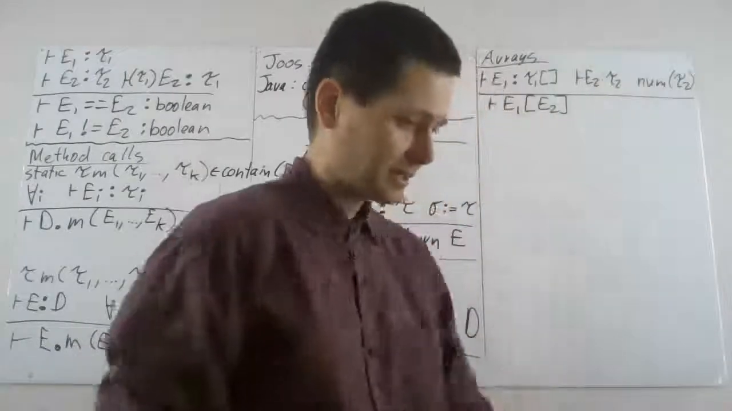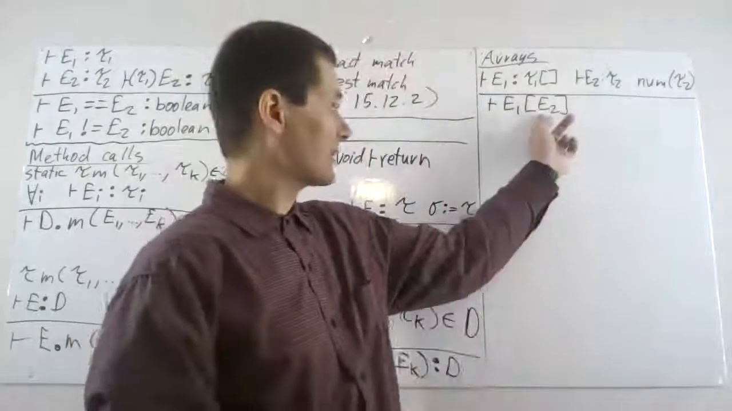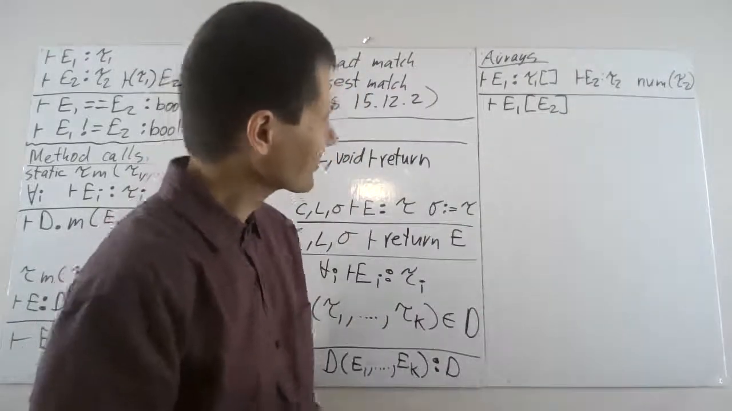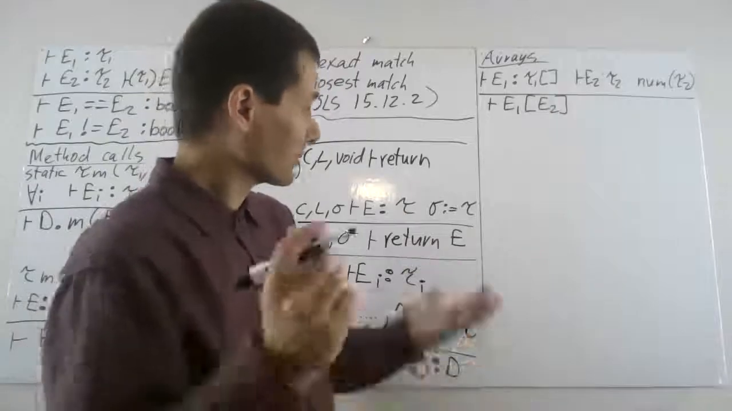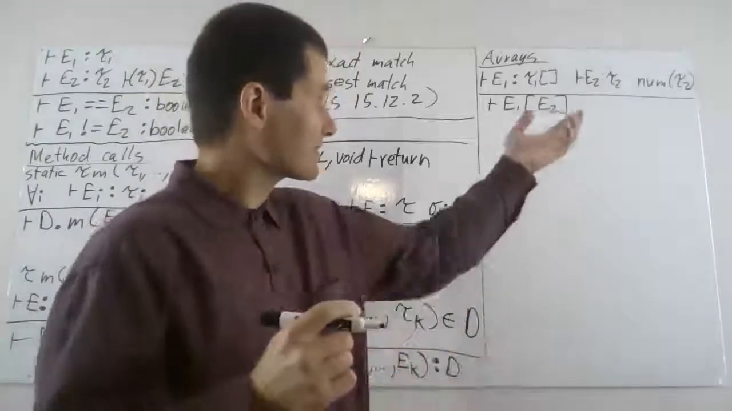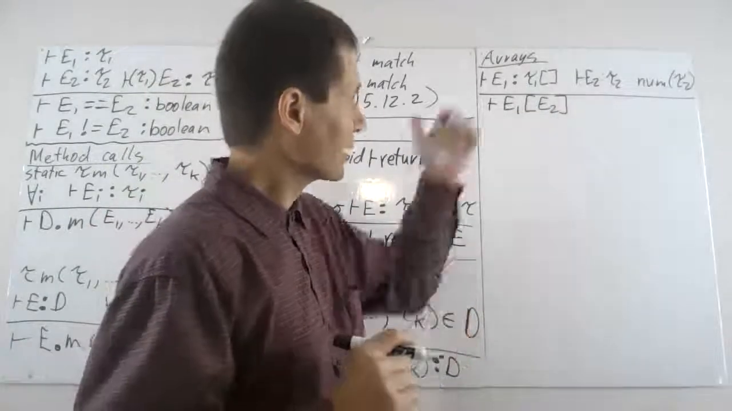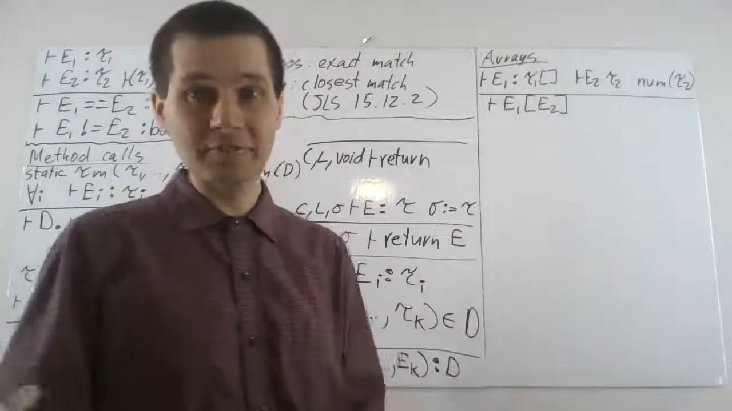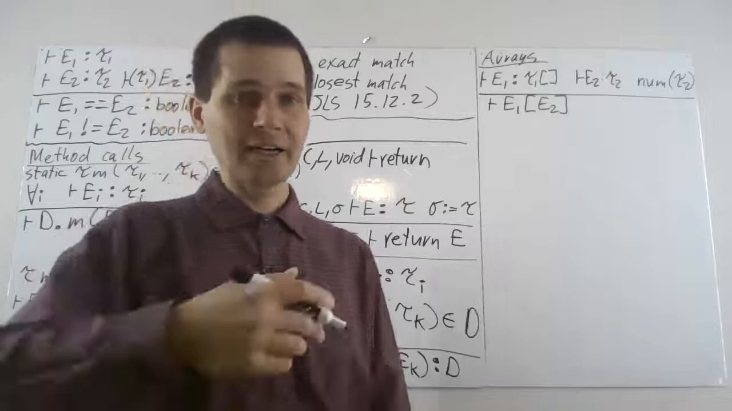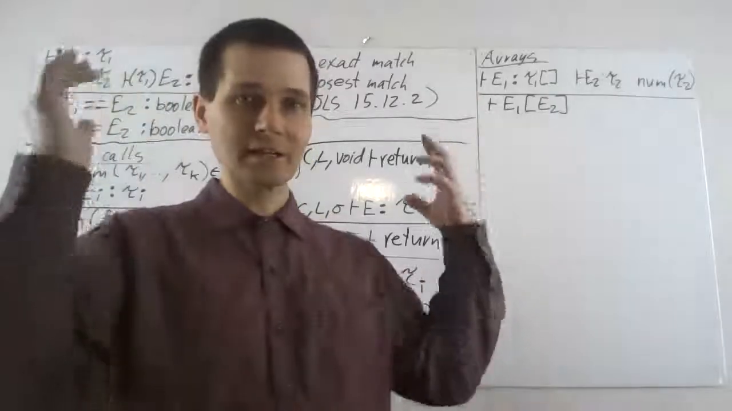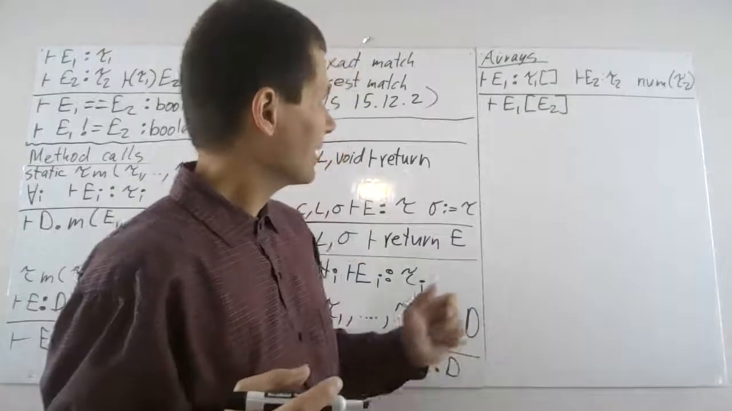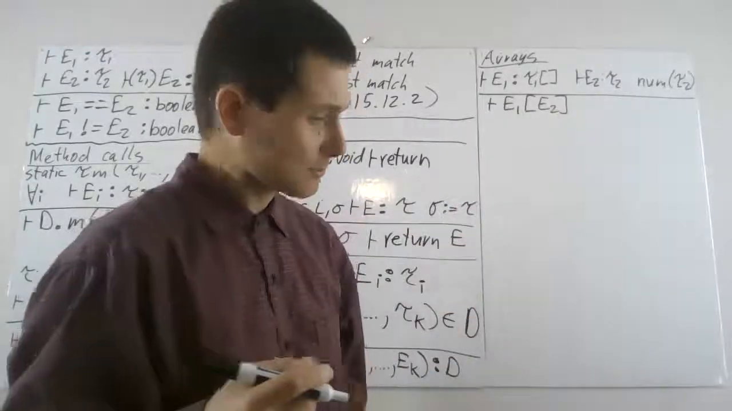And then the rule is that tau2 has to be a numeric type. Tau2 is the type of the index expression, and so that has to be a numeric type. Usually it's an int, but it's allowed to be a char or a short or whatever, and at runtime Java will just convert it to an int before it does the array access.